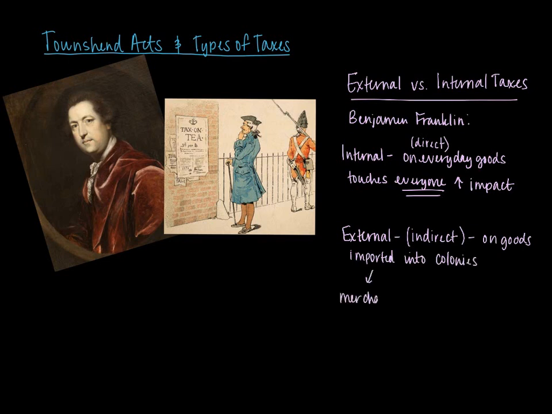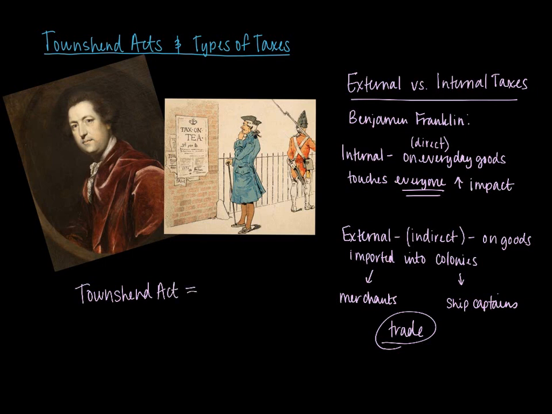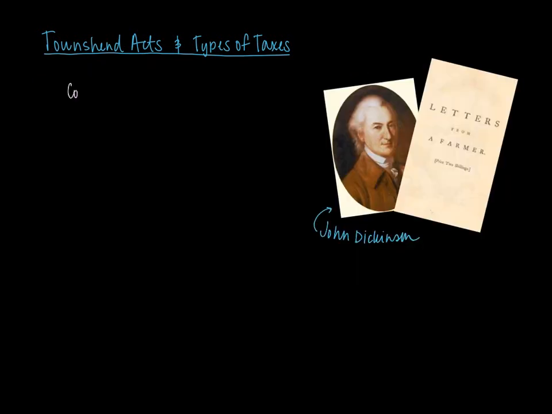Townshend thinks that the distinction between the two types of taxes is ridiculous, but nonetheless, he believes that his tax is external, and therefore the colonists will not reject it. Unfortunately, Townshend is wrong on that. Many colonists saw the Townshend Acts, or the Revenue Act, as another way of the Crown raising revenue without colonial consent.